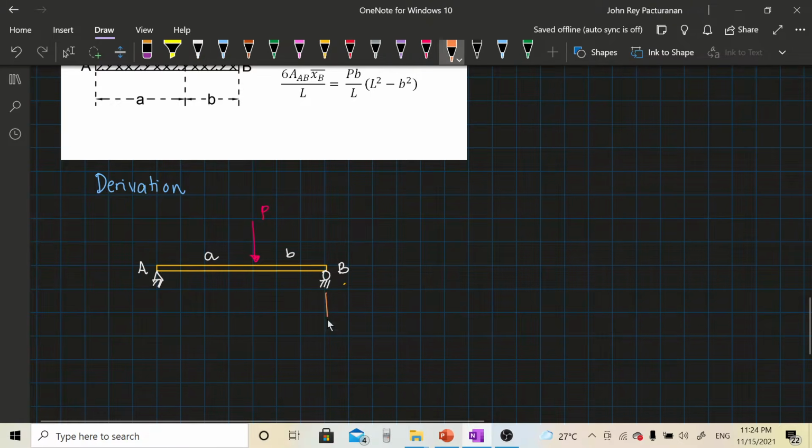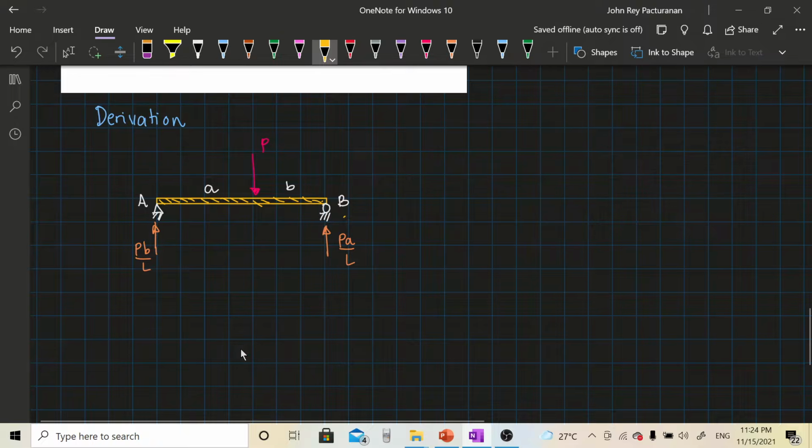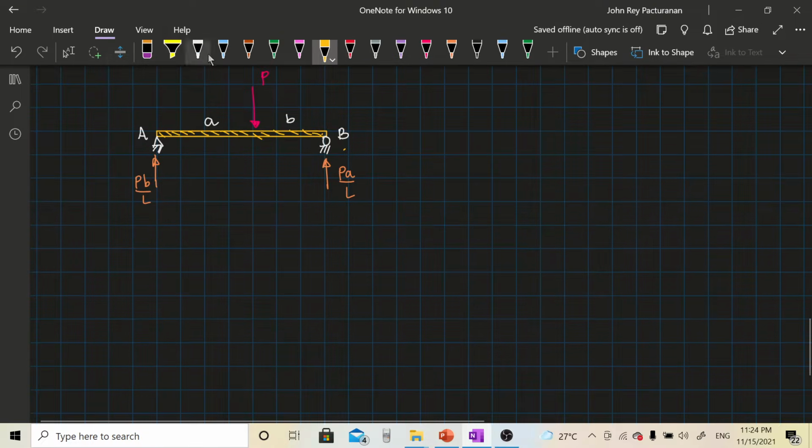Of course, there will be reactions here. So, dito, ang magiging reaction dito, class, ay PA over L. While on the other hand, this will be PB over L. I will let you investigate na lang, using statics. Hindi na ako doon masyadong magpapakahirap sa sarili ko. So, by simple statics, malalaman nyo naman na yan yung magiging reaction on both sides.